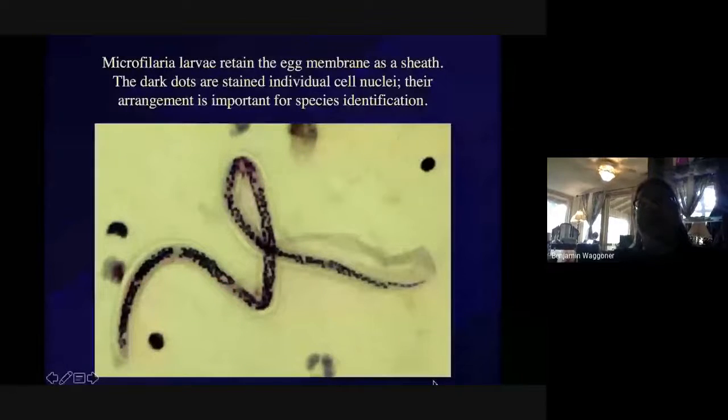The stage that's actually transmitted from human to mosquito looks like this. These are microfilaria larvae, and in this species, the egg membrane is actually retained as a sheath. I assume this is protective from the immune system, although I don't really know. You can see individual nuclei with this stain. Their arrangement's important in species identification, and you might recall in lab when I was showing you microscope slides remotely, we saw some similar slides in the microfilaria of Dirofilaria, which is the causative agent of canine heartworm, all those little dots.